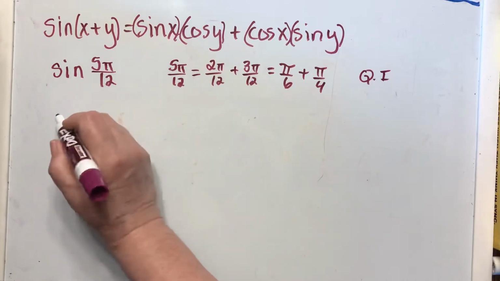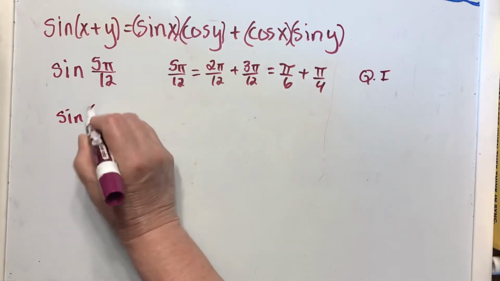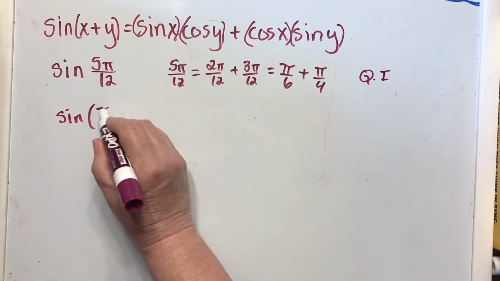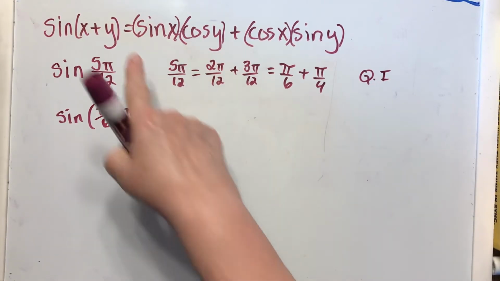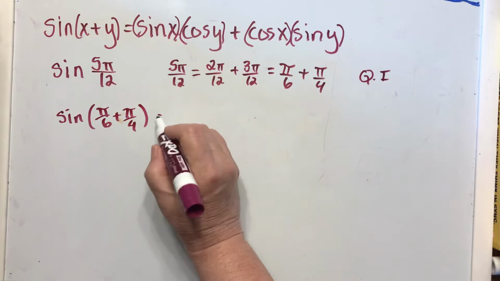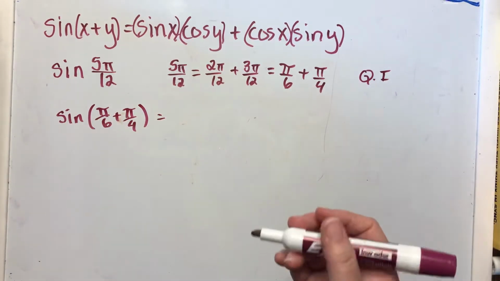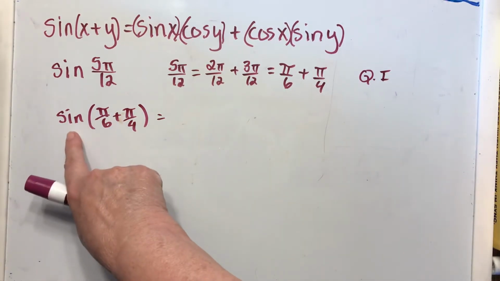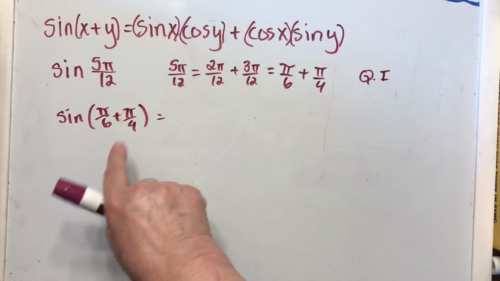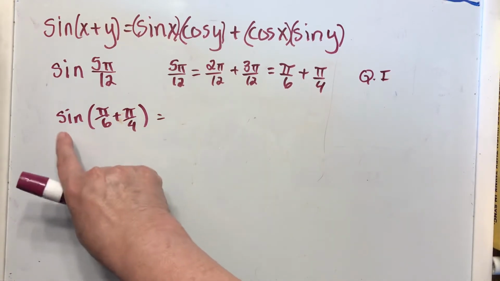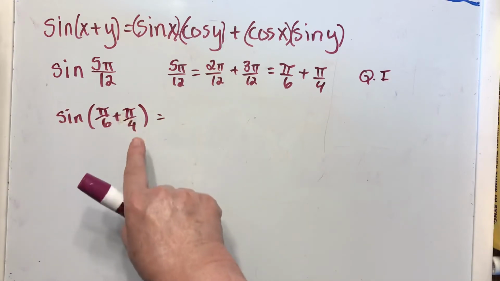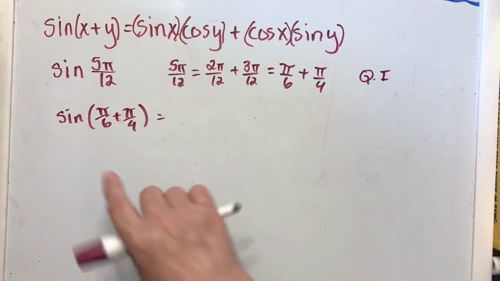So now I'm going to rewrite this as the sine of pi over 6 plus pi over 4. And then according to this formula, unfortunately this isn't a distributive property. We're not taking the sine times these angles. We're taking the sine of the sum of these angles. So we can't just say it's the sine of pi over 6 plus the sine of pi over 4. You know, math's never that easy.